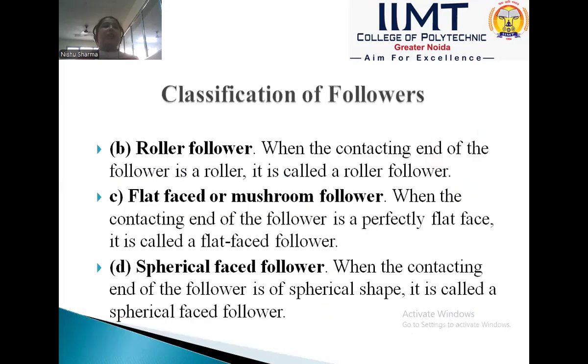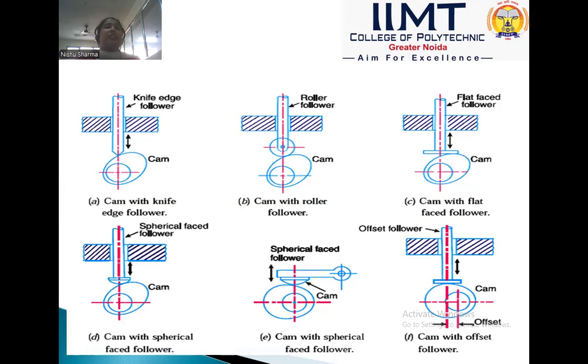Now, next is the spherical face follower. In a spherical face follower, when the contacting end of the follower is of spherical shape, it is called a spherical face follower. In this diagram, diagram D shows the spherical face follower, and according to the definition, the end of the follower is of spherical shape, so it is called a spherical face follower.